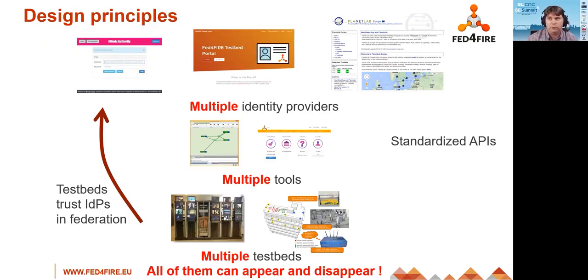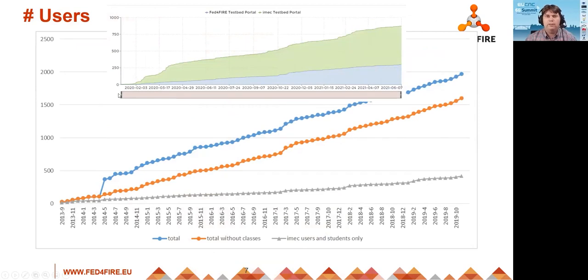But we, of course, have a Fed4FIRE portal, and it is possible that in the coming years, another identity provider shows up. So that's the system. It's very flexible, built for years in a very simple way. The main underlying principle is that the testbeds trust those identity providers. So if a new identity provider comes in, the testbeds in the federation trust it, and you can use that account. That's how it works.